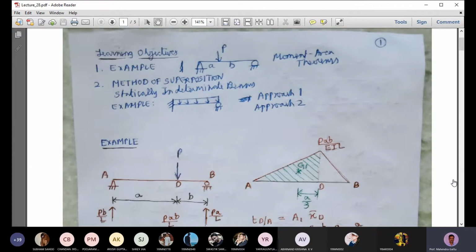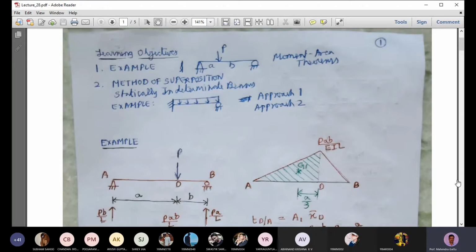In today's class, we'll solve one more example where we'll look into a simply supported beam subjected to a point load P, and we'll find the rotation at A, the deflection at the point of application of the load, and the maximum deflection. Then we will look into statically indeterminate beams. For these beams we cannot find the reactions by application of the equilibrium equations, so we need compatibility equations. We will use the method of superposition, and then we can find all the reactions.